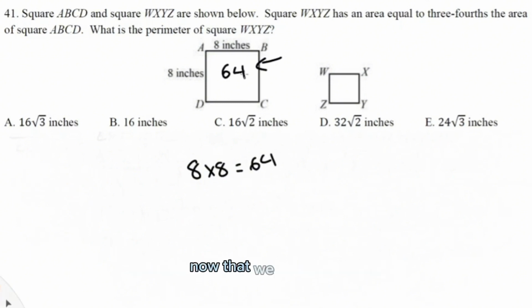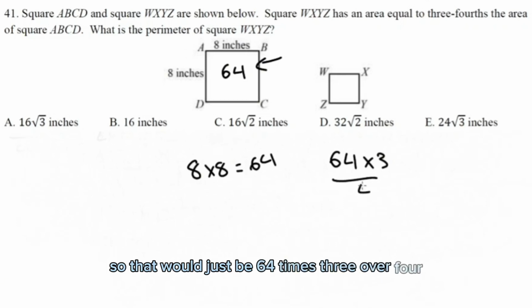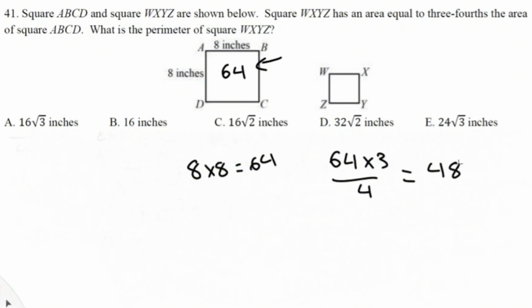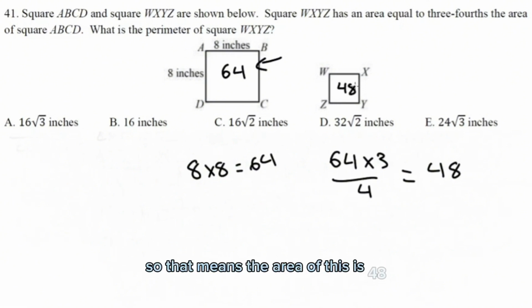Alright, now that we have that, we need to find 3/4 of 64. So that would just be 64 times 3 over 4. And when you do that, that becomes 48. So that means the area of this is 48.